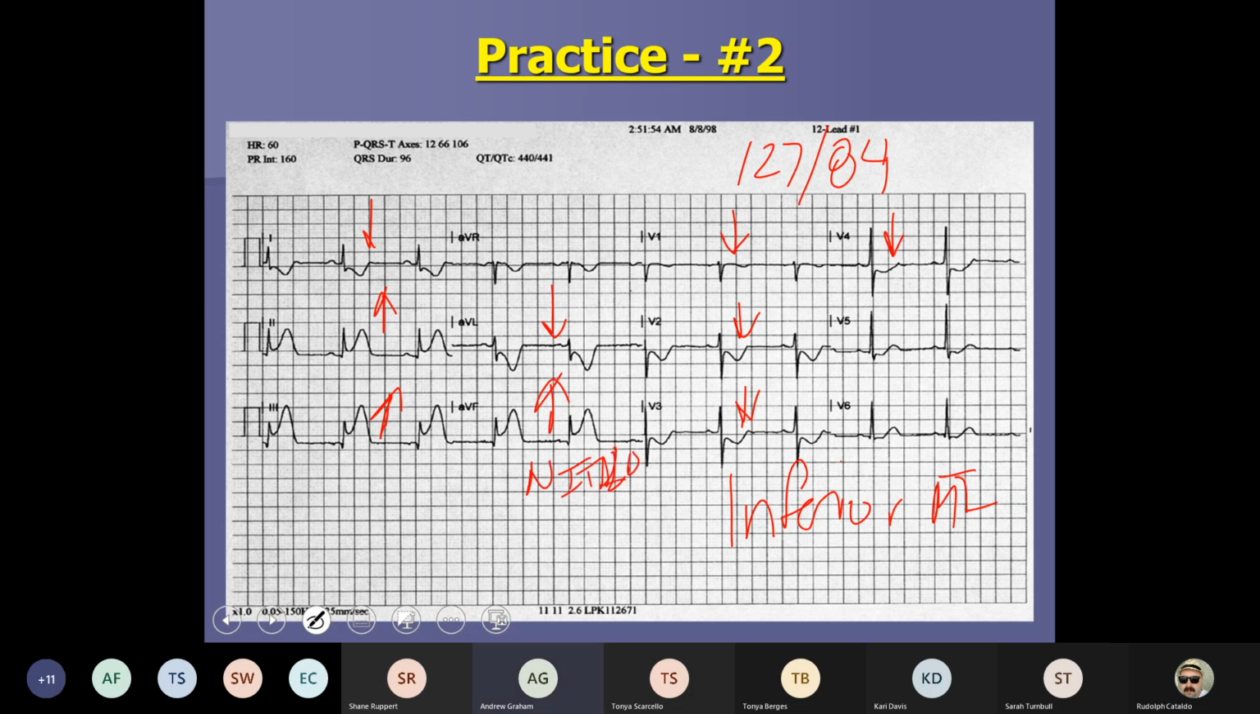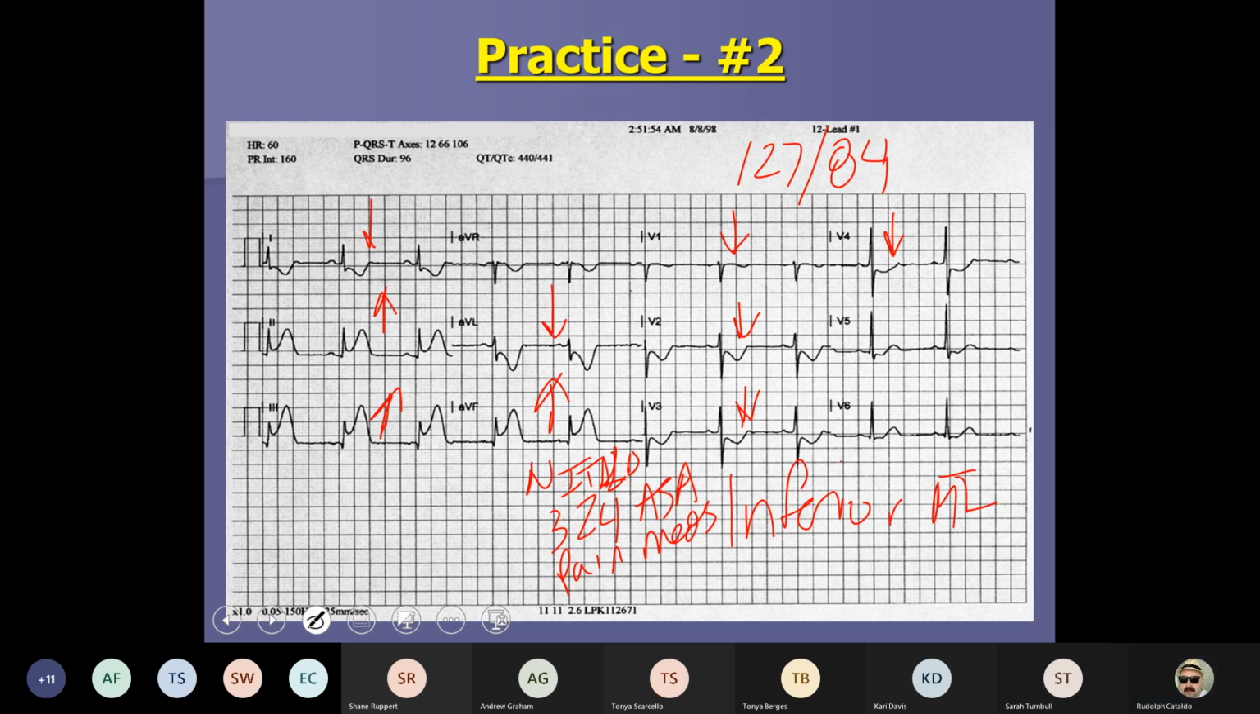Give them 324 of aspirin. And then depending on what their pain is still, you give them morphine. I like morphine, it's a great cardiac drug. I love morphine for hearts. Generally 1 to 2 milligrams of morphine will do the trick.